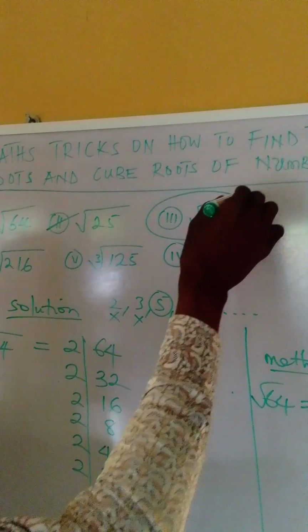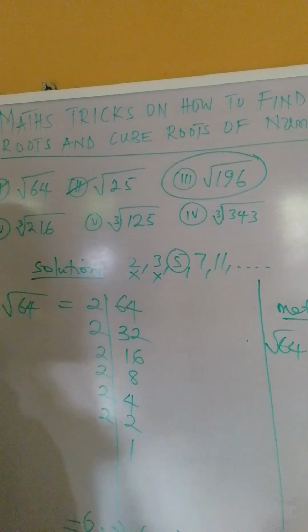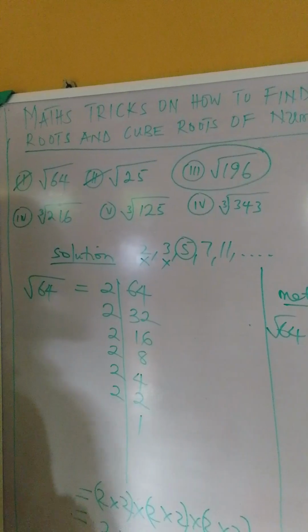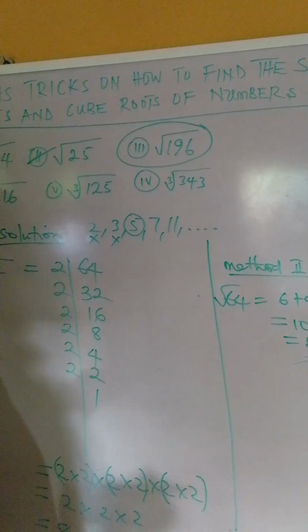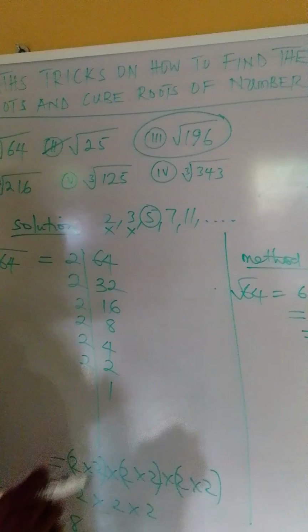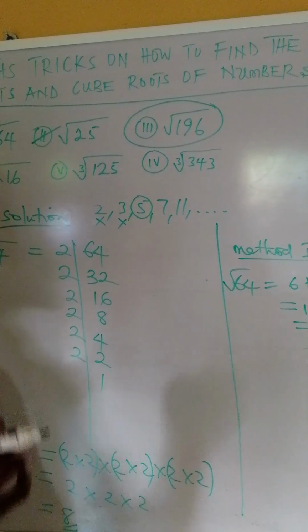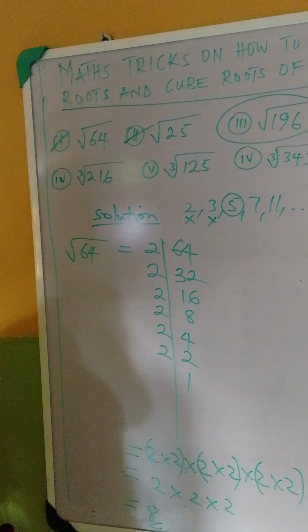So I would like you to do this one under the comment section. Do this one using the method 2, which is the math trick. I'll check it later to know how many of you got it correctly. So find the square root of 196 using the mathematics trick I just showed you right now. Okay, now let me go over to cube root.